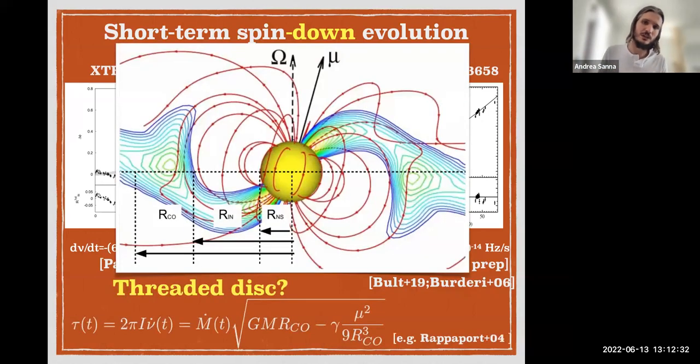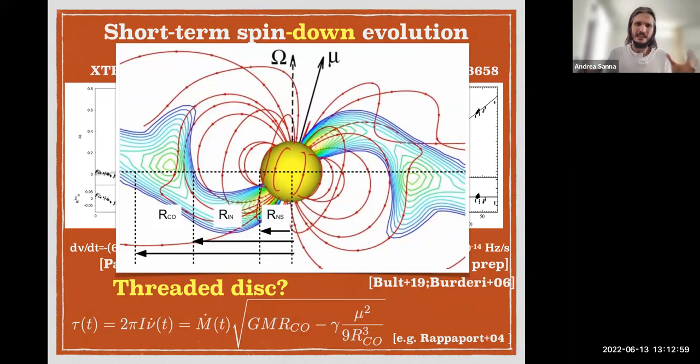Well, there is an explanation that is a bit more complicated than the one I gave you, which actually takes advantage of the idea of threaded disks. So the idea is that, as I showed you, the neutron star has magnetic field lines that are actually interacting with the disk, not only to stop the disk, but they can actually penetrate farther into the disk.